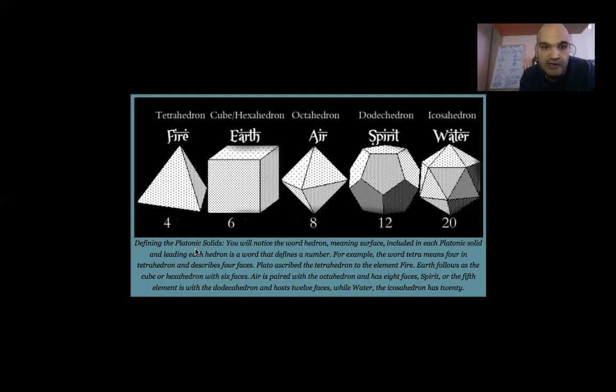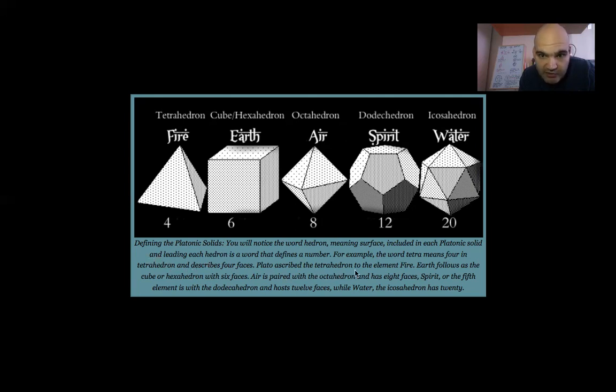So I'm just going to read this note where it says defining the Platonic solids. It says you will notice the word hedron, meaning surface, included in each Platonic solid, and leading each hedron is a word that defines a number. For example, the word tetra means 4 in tetrahedron and describes 4 faces.